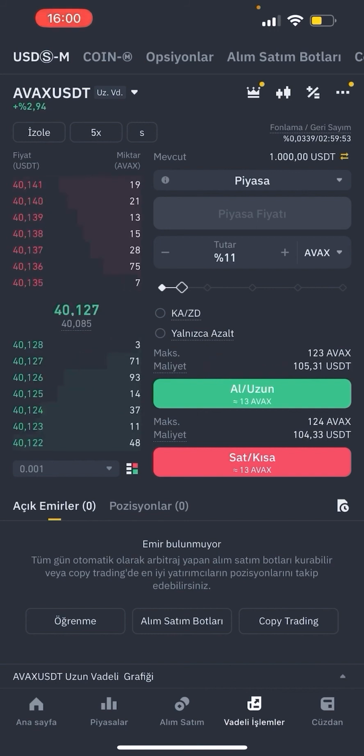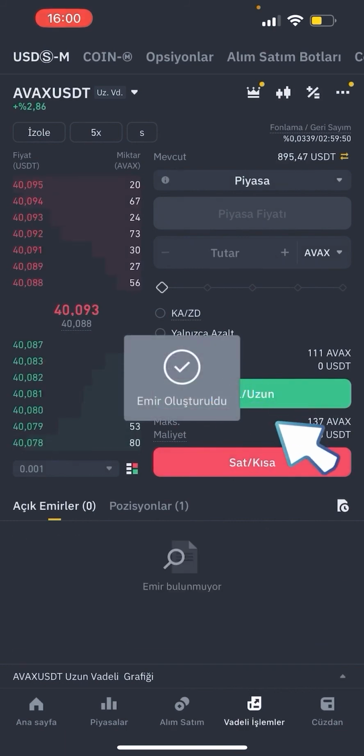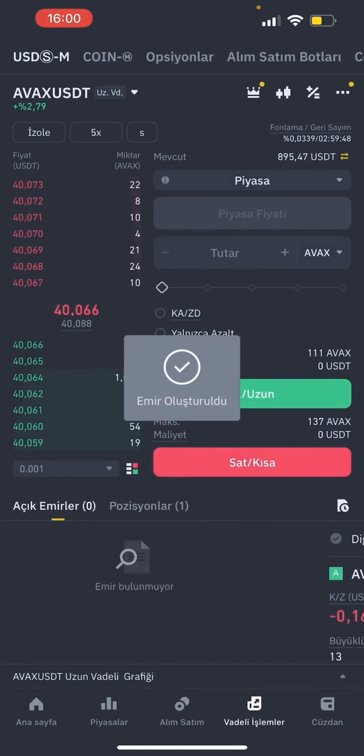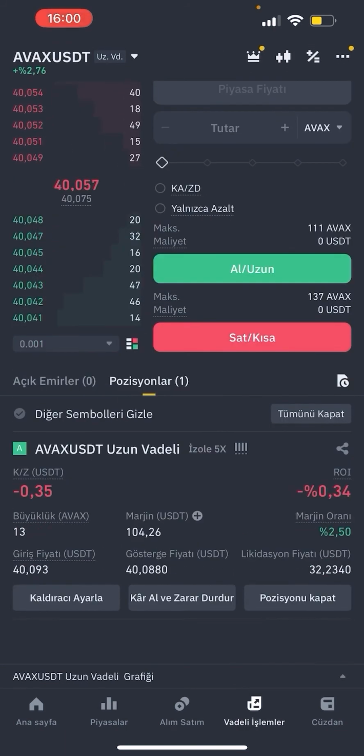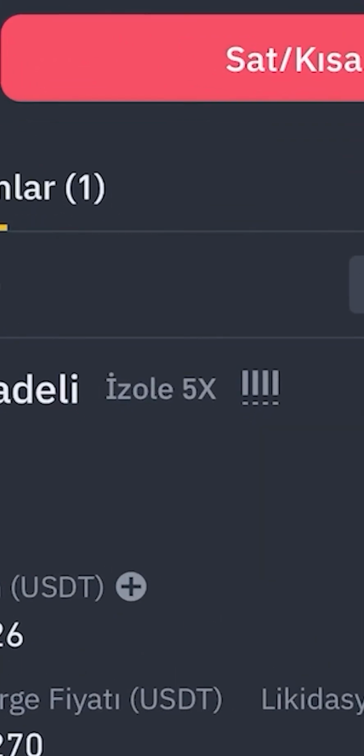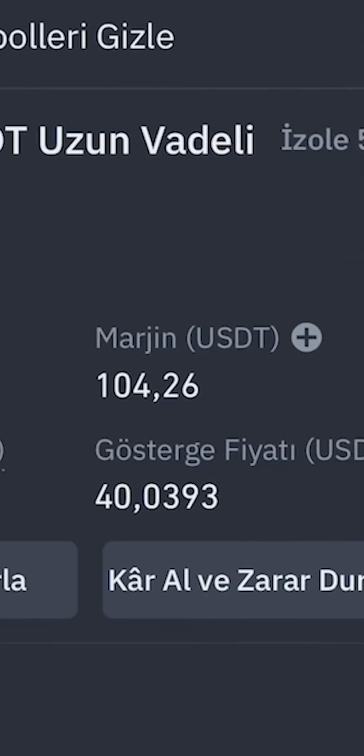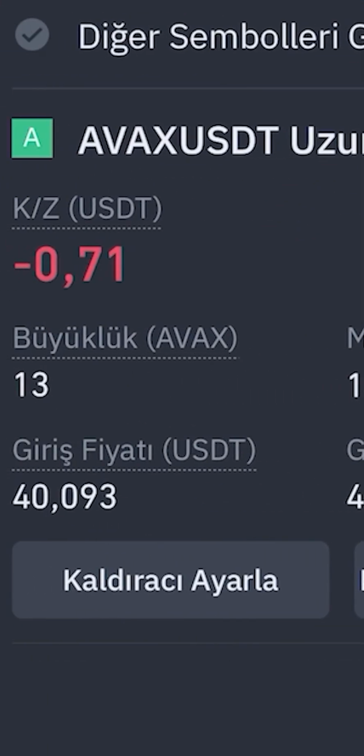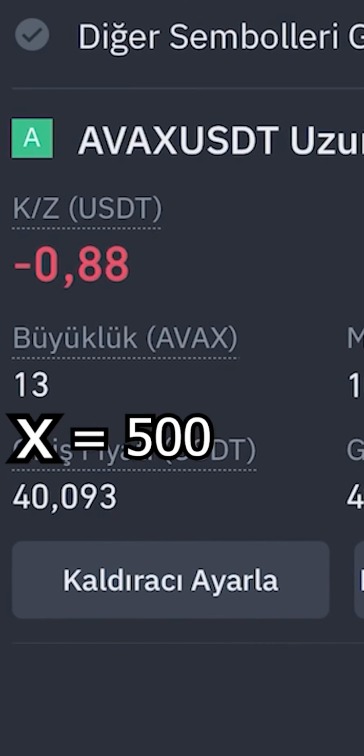So we're actually opening a contract here. Look, it's isolated 5x. So I use a leverage of 5x and I've put a total of $104 into this position. But the size of the position is actually $500. So it's 13 AVAX times the price of AVAX, which is $40. So I opened a position of about $500. And now, my friends, my position is at a loss of $0.93.